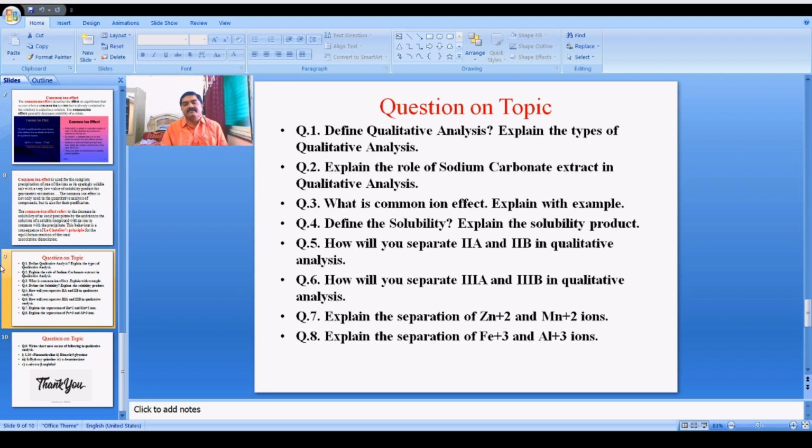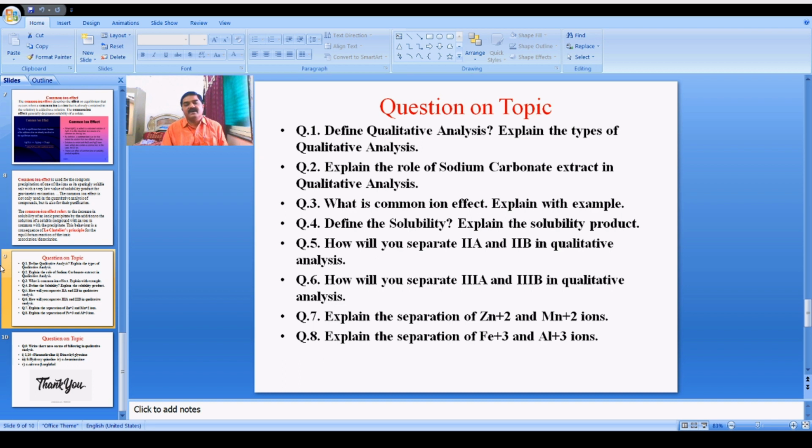Then the fourth one: define solubility, and as I already explained, the solubility product. So you can write this definition as well as the expression with a suitable example. Next one: how will you separate the second A and second B in qualitative analysis? Generally in qualitative analysis, we discuss all the elements which are present in the groups: first, second A, second B, third A, third B, fourth, fifth, sixth. So these are the elements which are present in the various groups here.